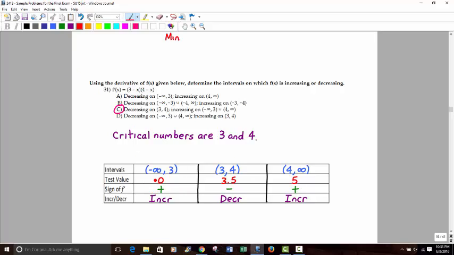Put in the 0, you're going to get positive, you'll get 3 times 4. Put in 3.5, you're going to get negative, because you'll have a negative times a positive. Put in 5, you'll get a negative times a negative, which is positive. So we're going from increase to decrease to increase. So we're looking at answer C, where we have decreasing in the middle interval and then increasing on both of the outside two intervals. I think the most challenging thing about this problem was realizing that it was showing you the derivative and not the original function.